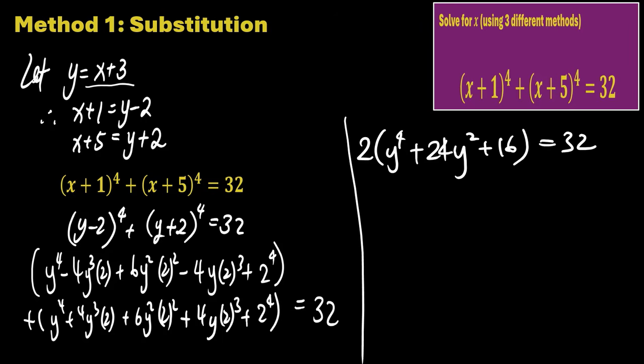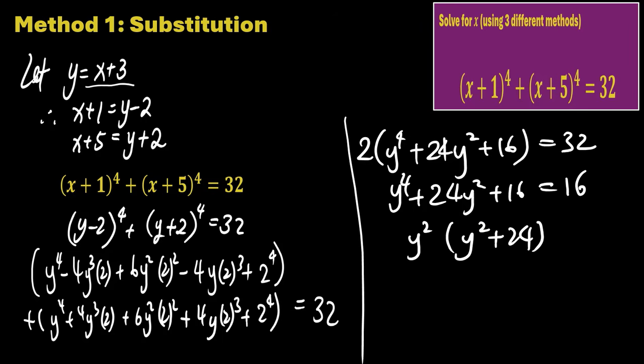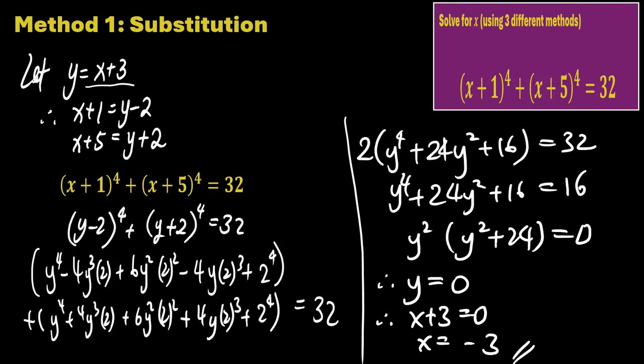So cancel the 2 on both sides. We have y^4 plus 24y^2 equals 0. And y cannot be nonzero, because y^2 plus 24 is always positive. Therefore y equals 0, and we have the only solution, x equals negative 3.